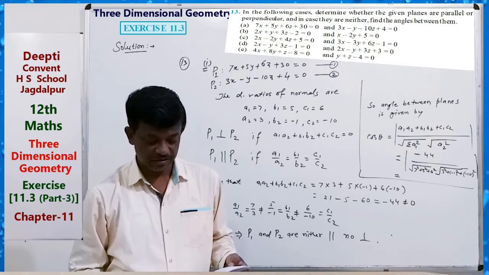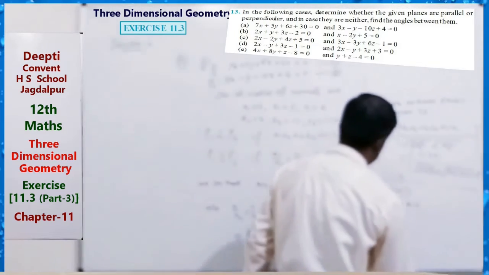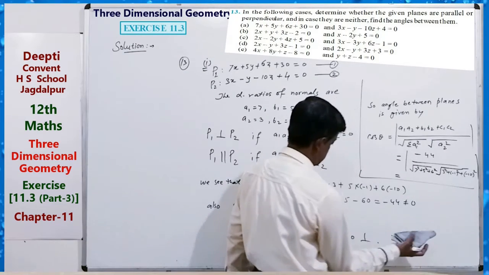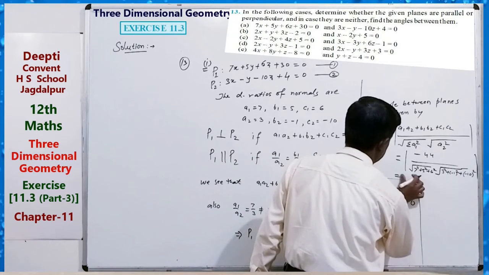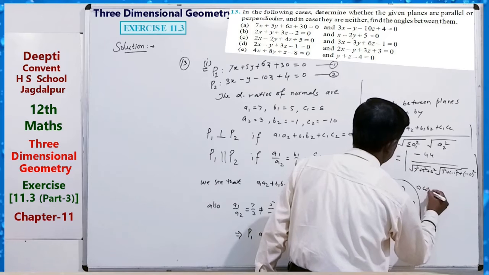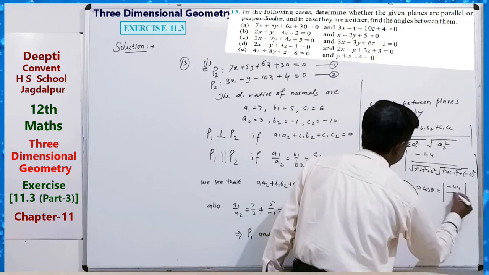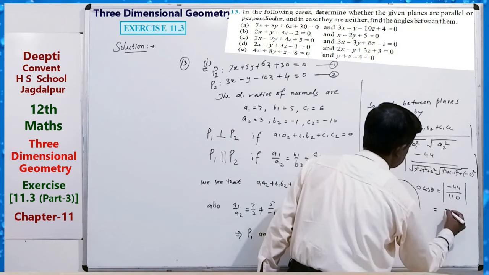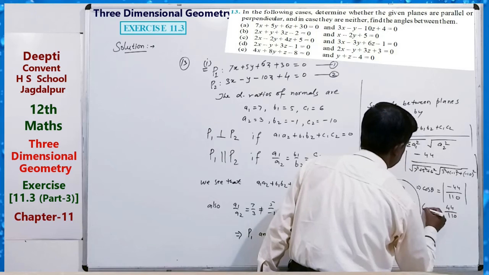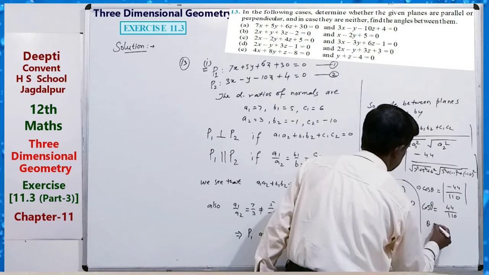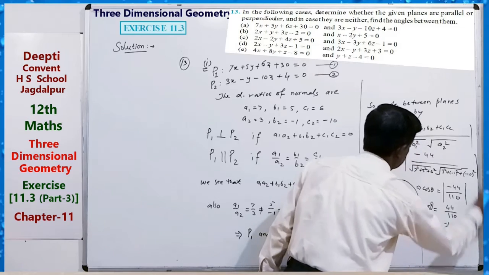Just after solving we get 44 by 110, which is 2 by 5. So cos of theta equals modulus of minus 44 by 110, which equals 44 by 110. So cos theta equals 2 by 5, and theta equals cos inverse 2 by 5. So this is our angle.